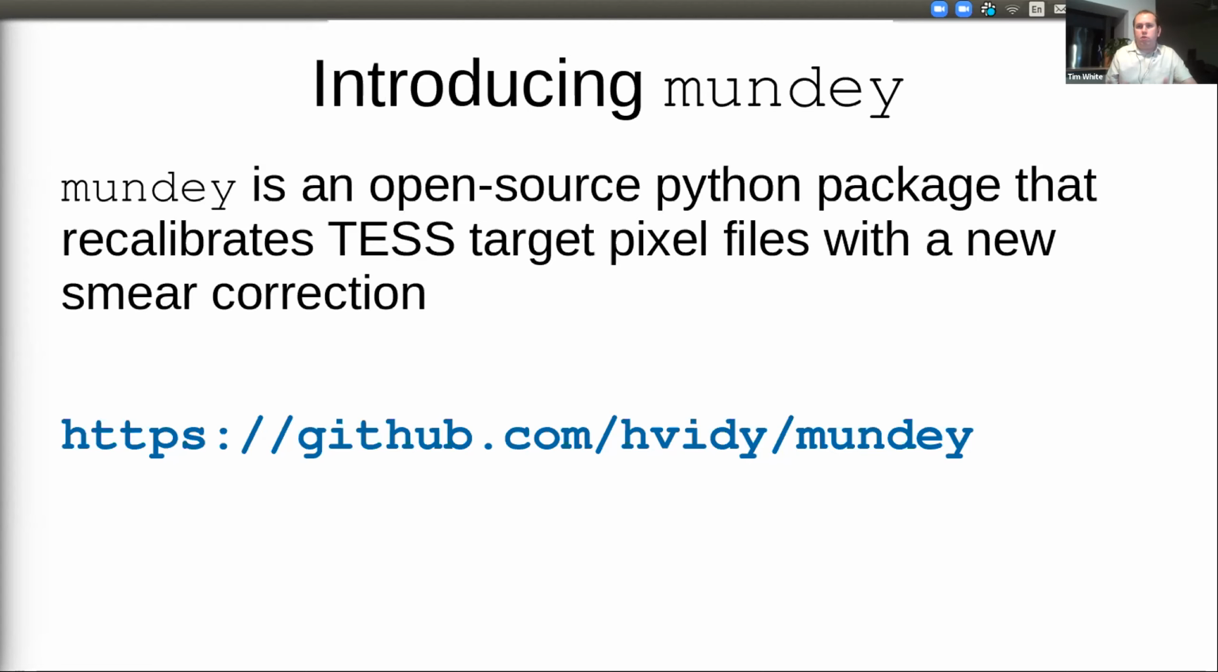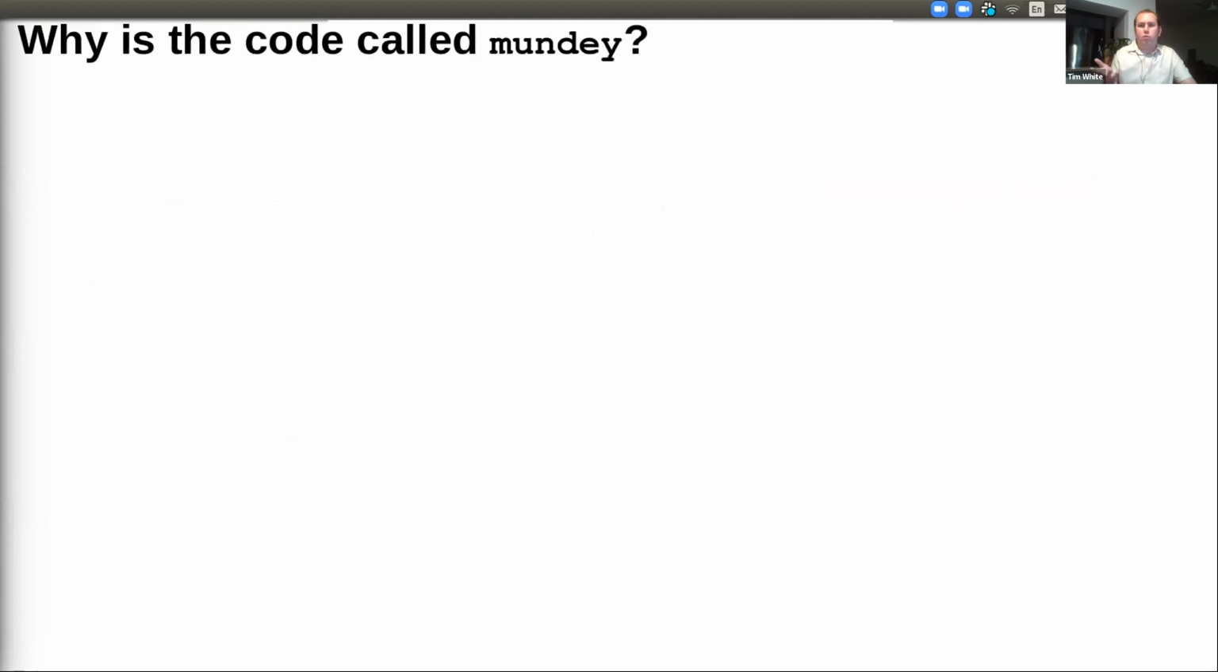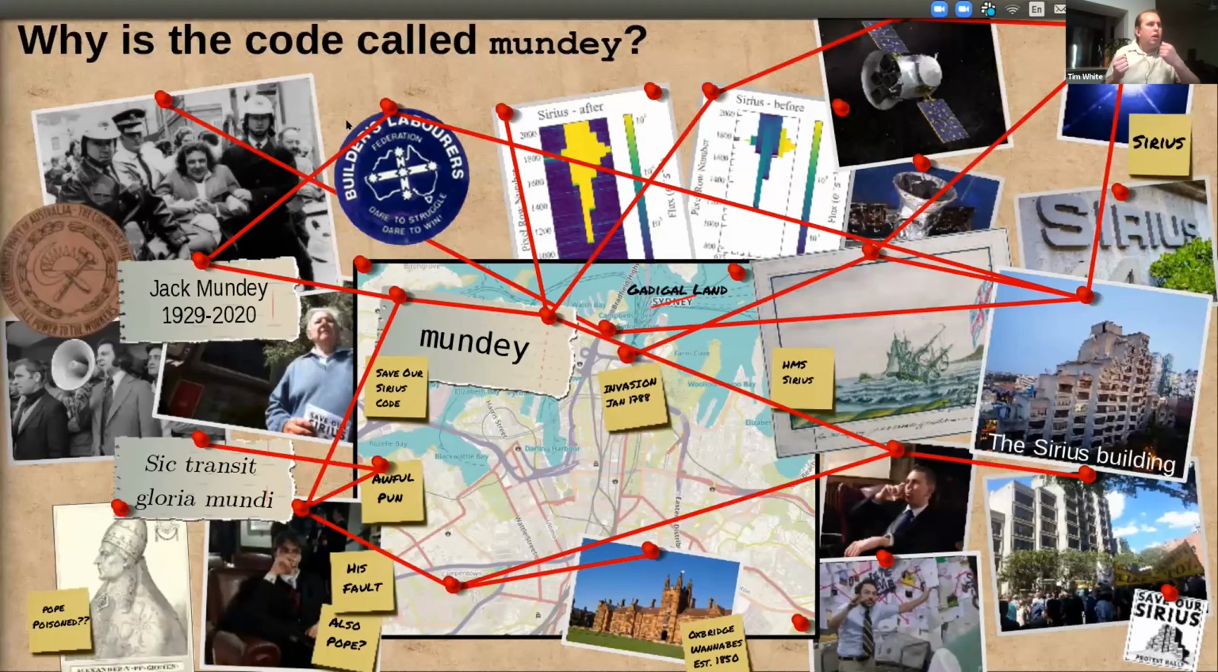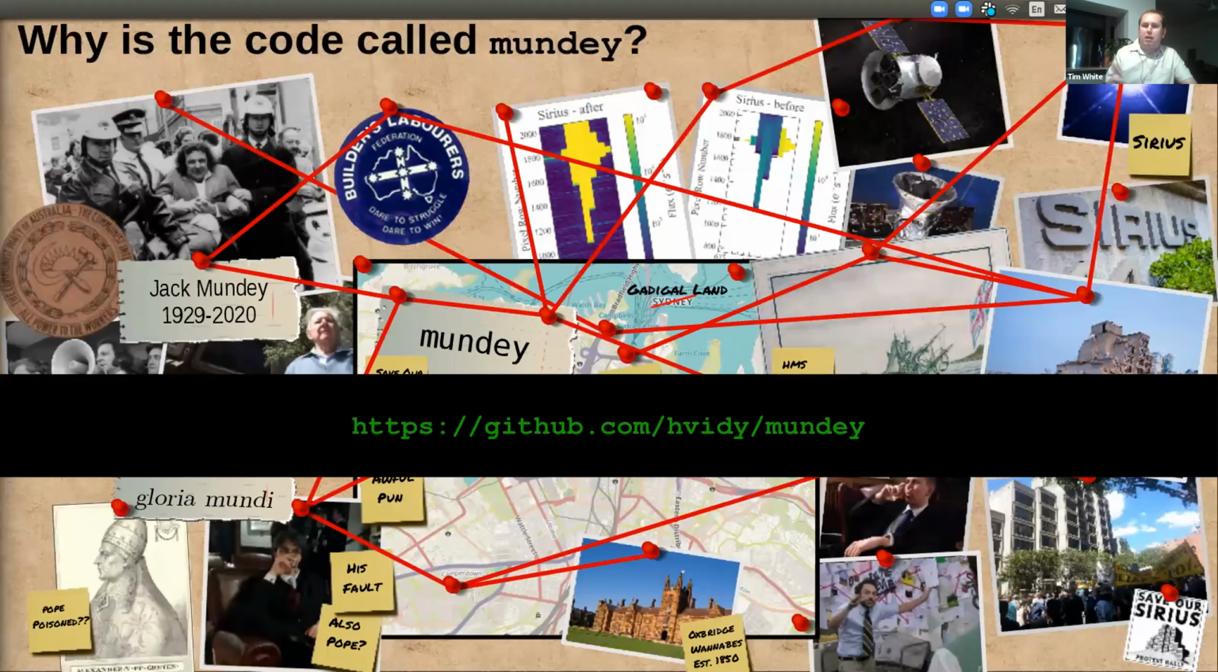So I'm sure there's a few questions about Mundi. First is, why is it called Mundi? It's a kind of weird name. It's kind of a long story. It's basically named after an Australian trade union official and environmental activist. And it's linked to Sirius, but in a kind of not very direct way. So I'm not going to go into details, but if you want to understand, there's an explanation in the README. Anyway, that's why it's called Mundi.